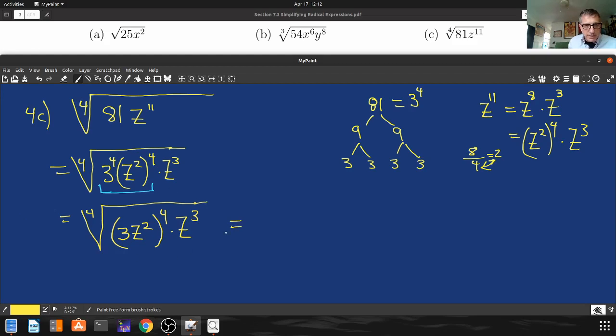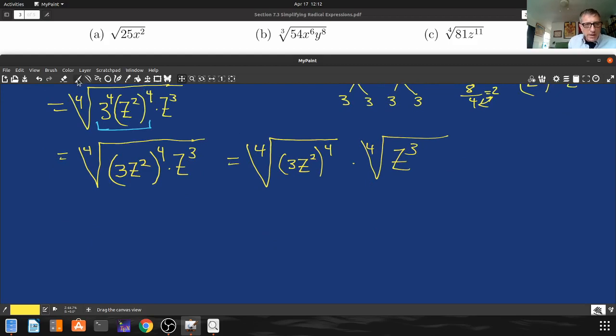So now I'm going to split these up using the product rule. That's the 4th root of 3z squared raised to the 4th power times the 4th root of z cubed. So now I'm able to simplify this. This is equal to 3z squared. And I don't have to worry about any absolute values on the z squared because any number squared is always positive. Times the 4th root.